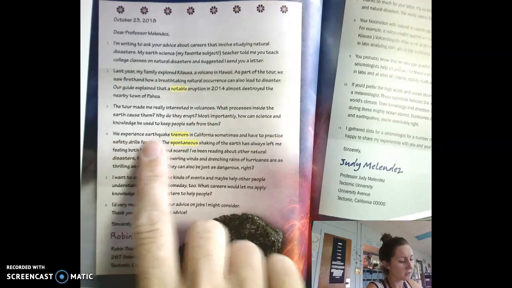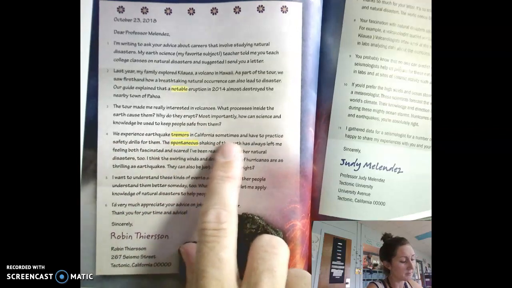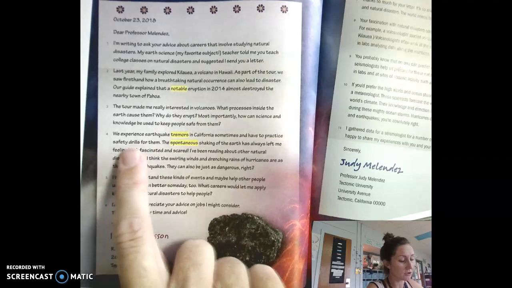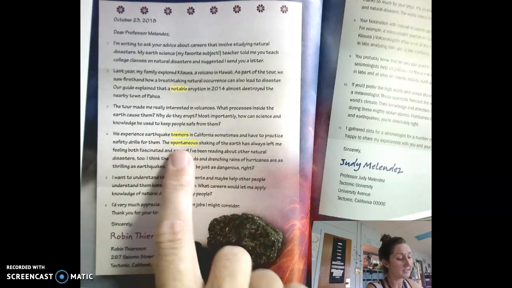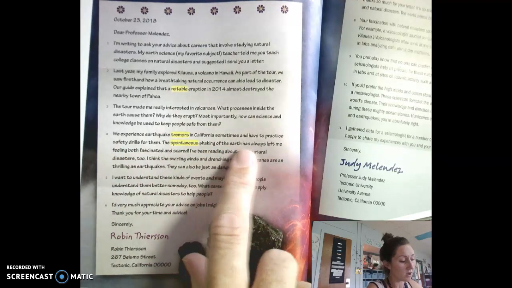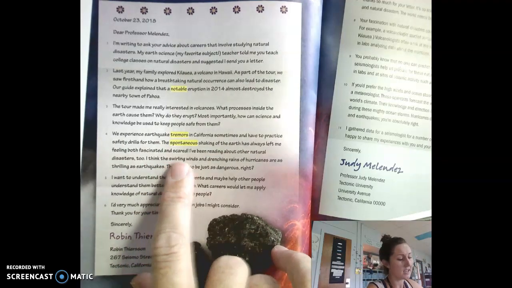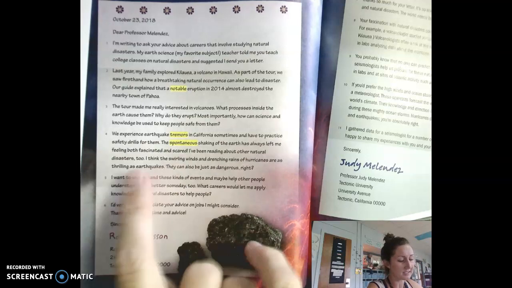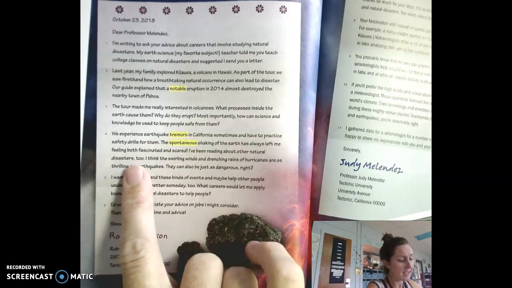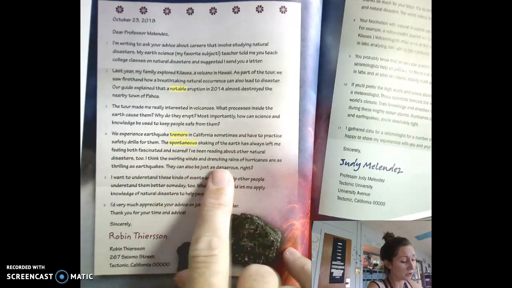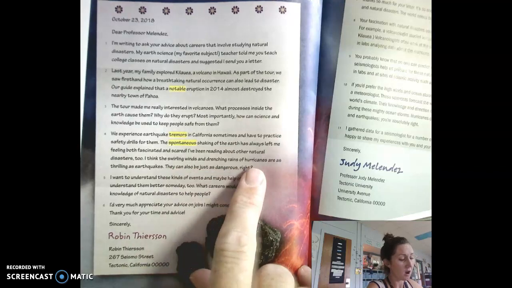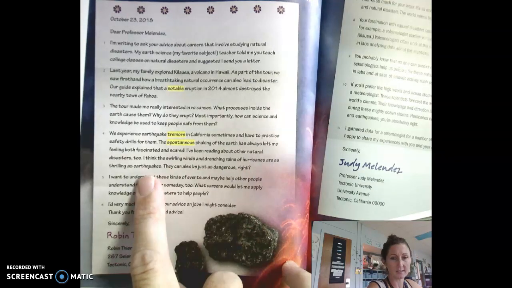We experience earthquake tremors in California sometimes and have to practice safety drills for them. The spontaneous shaking of the earth has always left me feeling both fascinated and scared. I've been reading about other natural disasters too. I think the swirling winds and drenching rains of hurricanes are as thrilling as earthquakes.